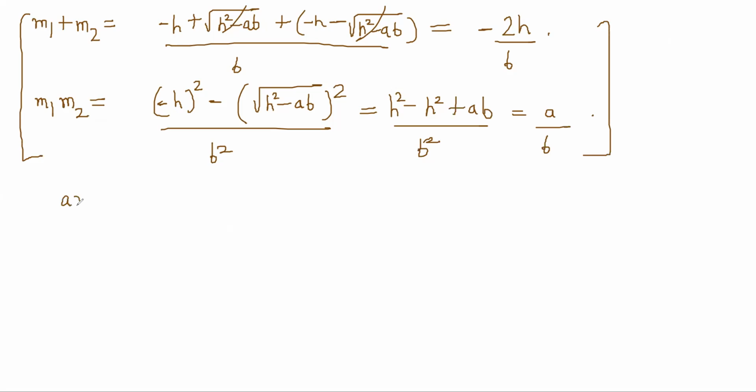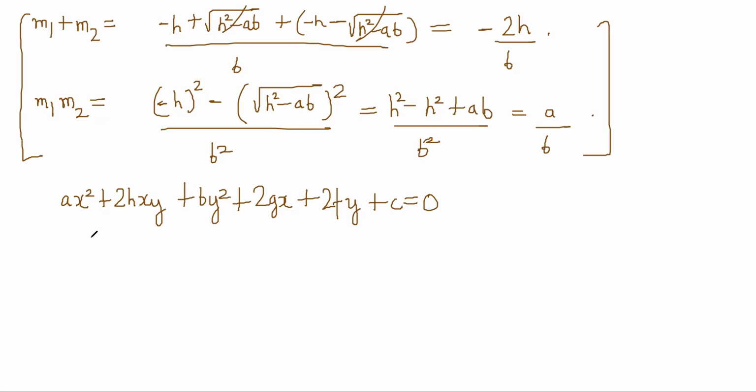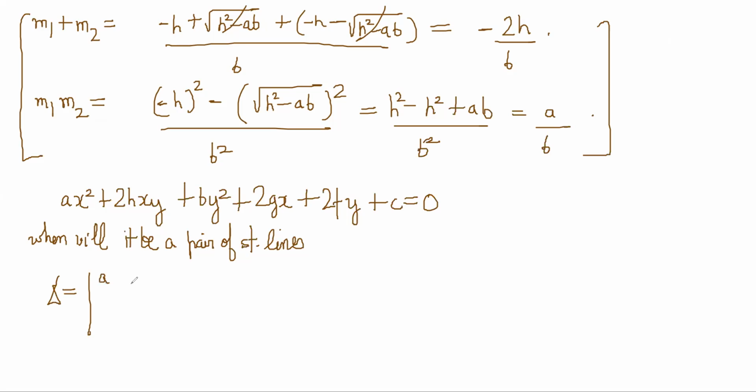These are the two main results, m1 plus m2 and m1 into m2. So if you have a pair of straight lines like this, ax square plus 2hxy plus by square plus 2gx plus 2fy plus c is equal to 0, when will it be a pair of straight lines? When del, the determinant with rows a h g, h b f, g f c, is equal to 0.